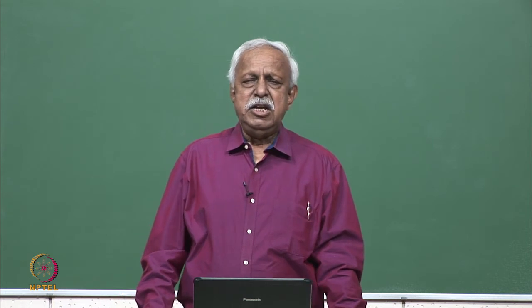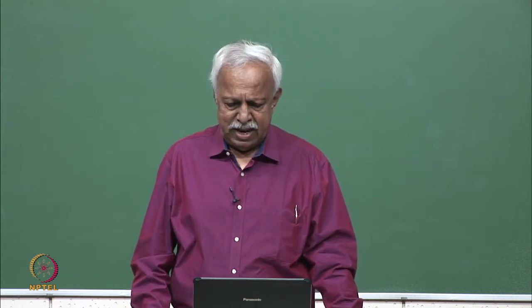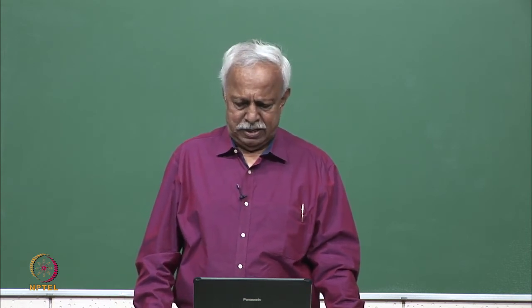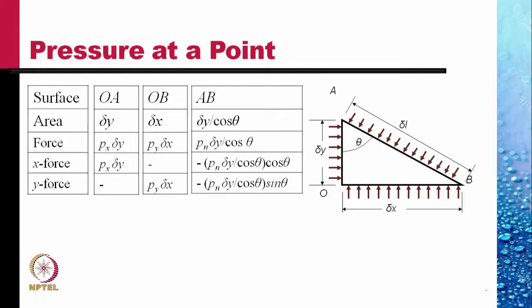Let us consider the equilibrium of this element AOB of the fluid. This table lists for the three surfaces the areas: delta x, delta y, and delta y by cosine theta for the inclined surface AB. It could also be written as delta x divided by sine theta.